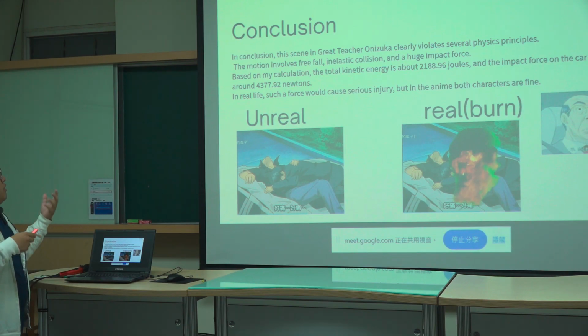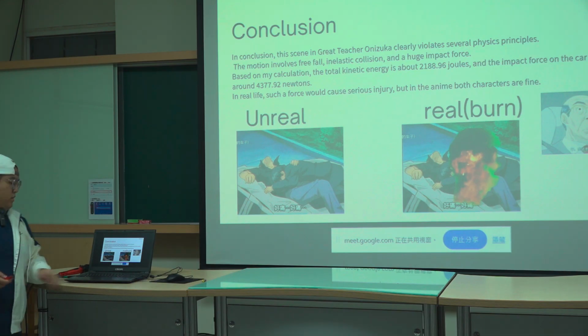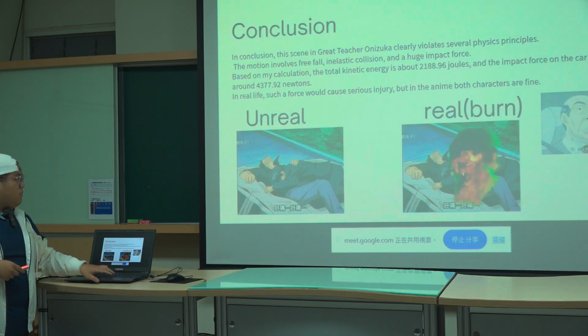In conclusion, this scene is great. Teacher Onizuka clearly validates several physics principles. The motion involves free fall, an inelastic collision, and a huge impact force. Based on my conclusion, the total kinetic energy is at least that many joules, and the impact force on the roof is at least that many newtons. In real life, such a force would cause serious injury, but in the anime, both are fine. Yeah, this is the end.